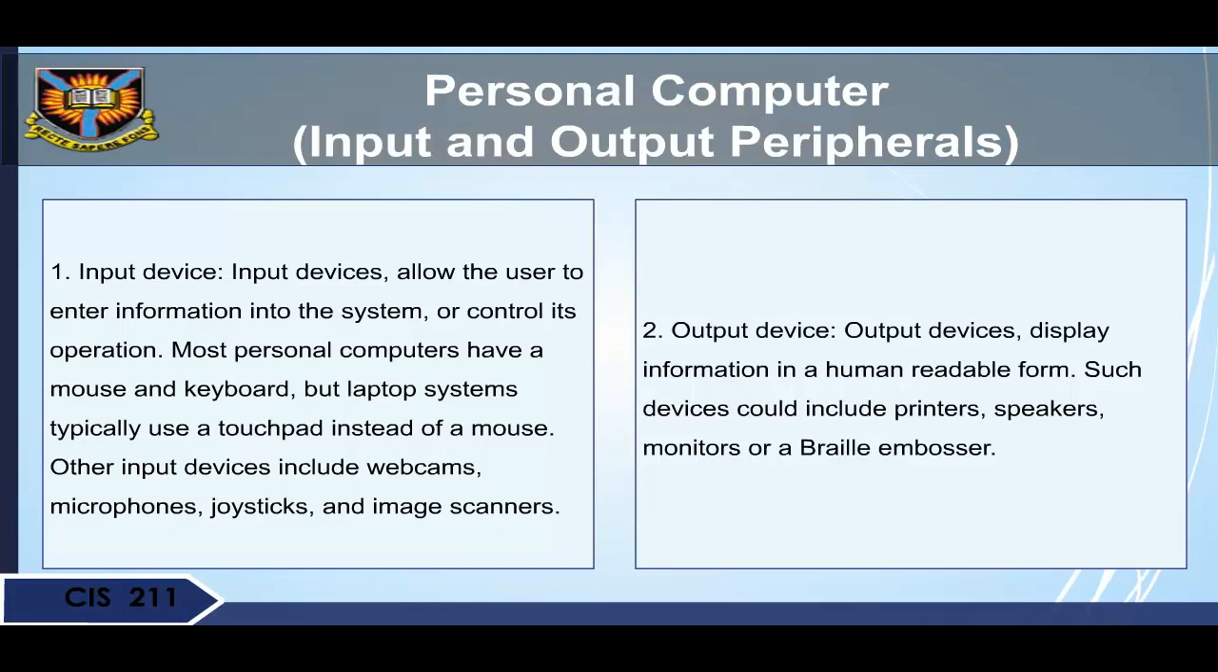2. Output device. Output devices display information in a human-readable form. Such devices could include printers, speakers, monitors, or a braille embosser.